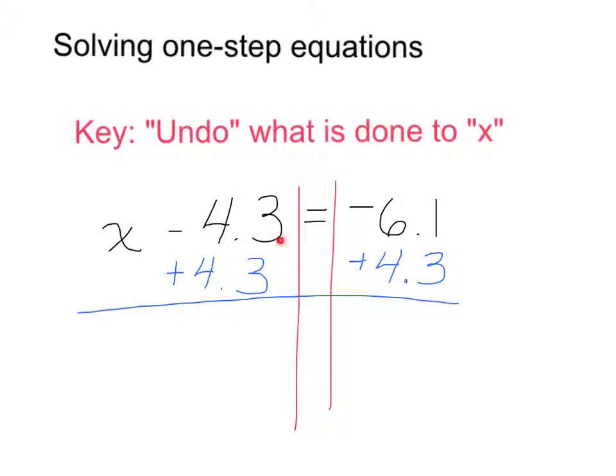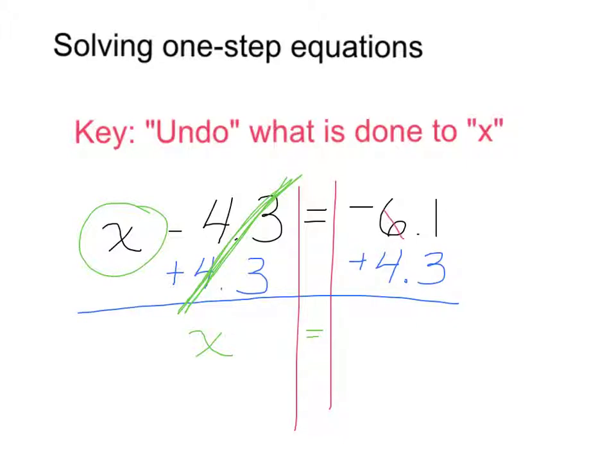In adding 4.3 to both sides, negative 4.3 plus 4.3 adds out to 0 or cancels out. So all I'm left with on the left-hand side is the x. So I know x will equal whatever negative 6.1 plus 4.3 is. So I can think about this as 6.1 minus 4.3.